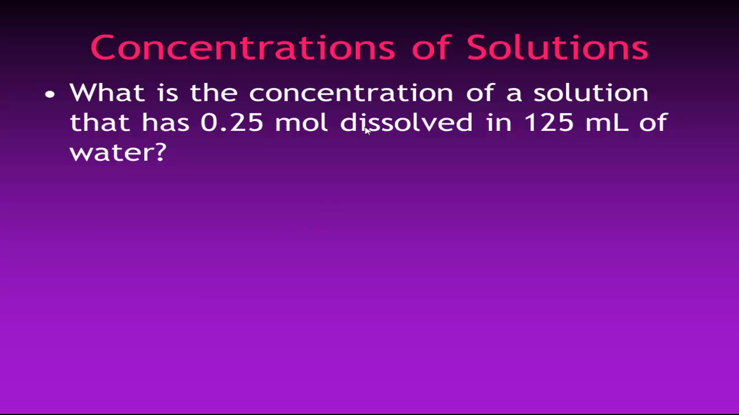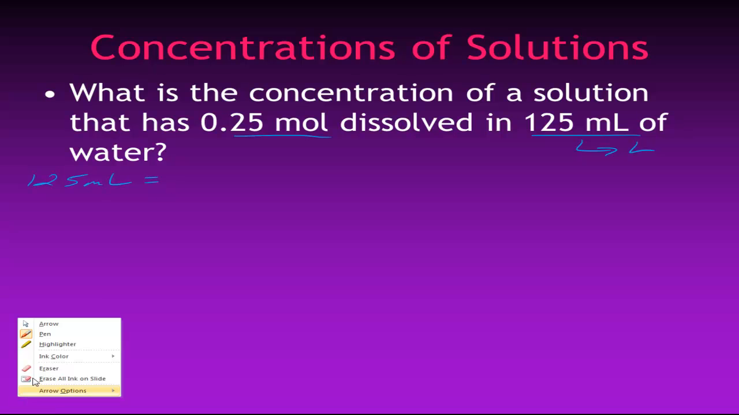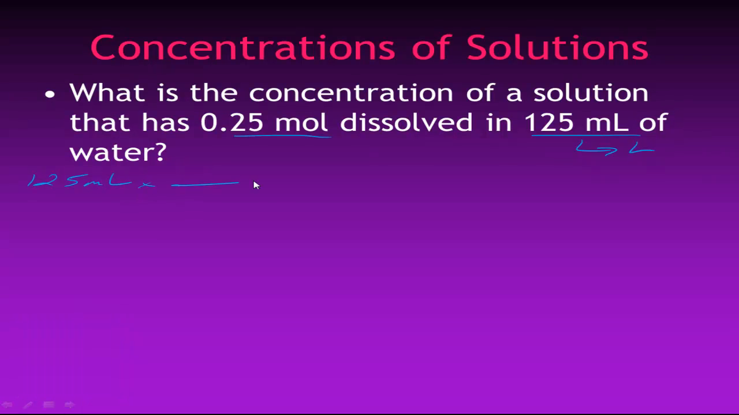Okay, now this one's a little bit different because this time I've got my moles and I have 125 milliliters. So I need to take that information and change it into liters. So 125 milliliters. And I want the same units diagonal down, so they'll cancel. In 1 liter, I have 1,000 milliliters. So that's the same as saying 0.125 liters.